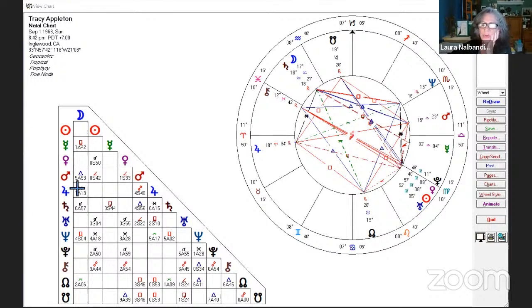So this gives you the orb. The numbers are the orb from the exact aspect. And the A or the S tells you whether it's applying to the exact aspect or separating from the exact aspect. Got it. So if you look at her Saturn-Moon, for instance, because that says 0A57. Right?